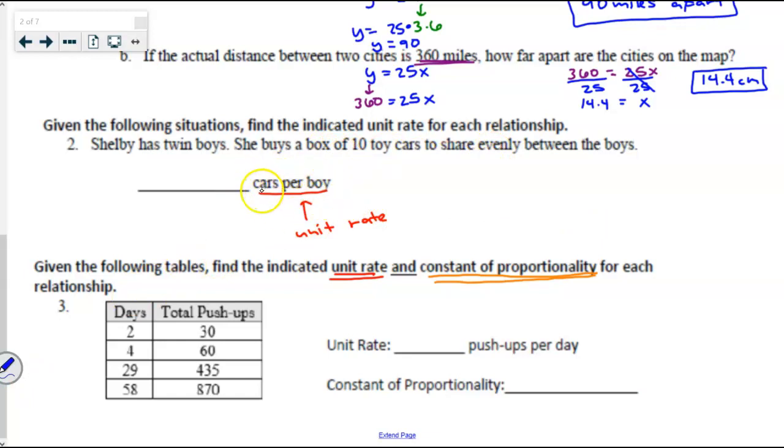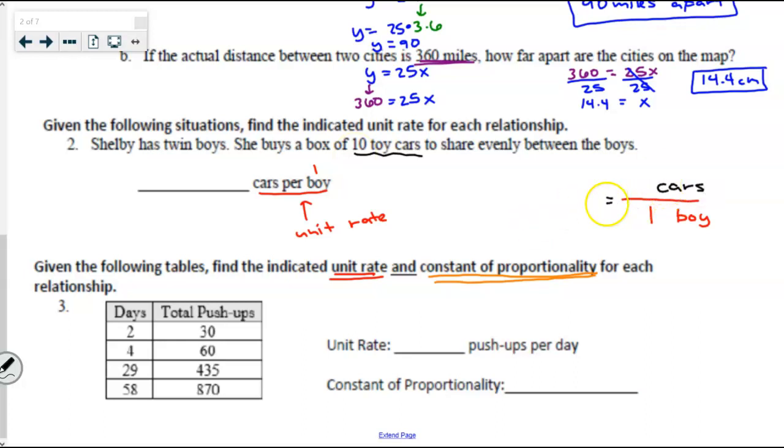I start at the end. I see that it says cars per boy, and I know that that means per one boy, and that tells me at the end of the problem I'm going to have 1 in the bottom, and the unit thing that we're measuring on the bottom is boys. So 1 boy in the bottom. And if boys are going to be in the bottom, reading the rest of that, that means that the cars are what's going to be in the top.